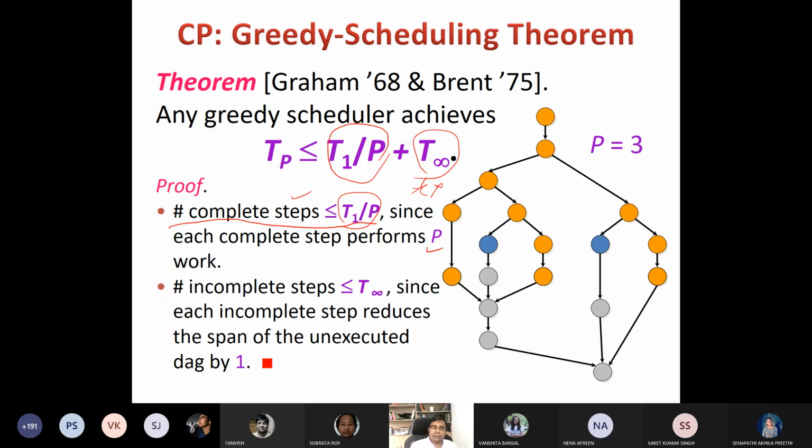this TP is less than or equal to this. One is the number of complete steps, and another is the number of incomplete steps, because TP is less than T1 by P plus T infinite. So what we can say is TP will always be less than the number of complete steps plus the number of incomplete steps. This one is the critical path. If you see the animations, this is the critical path. So this is the incomplete step.